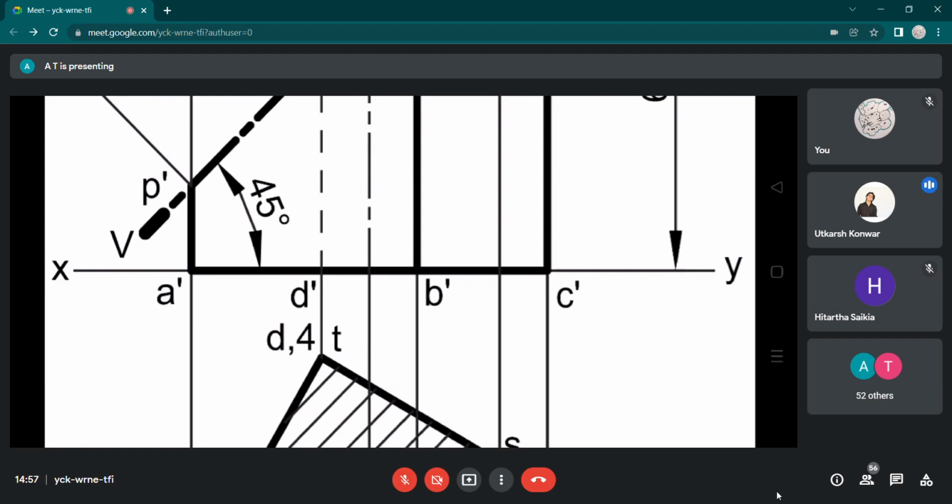Have you understood up to this point or not? Yes, sir. Have you all understood? Right, sir. Rest A dash, D dash, B dash, C dash. How have you got it?